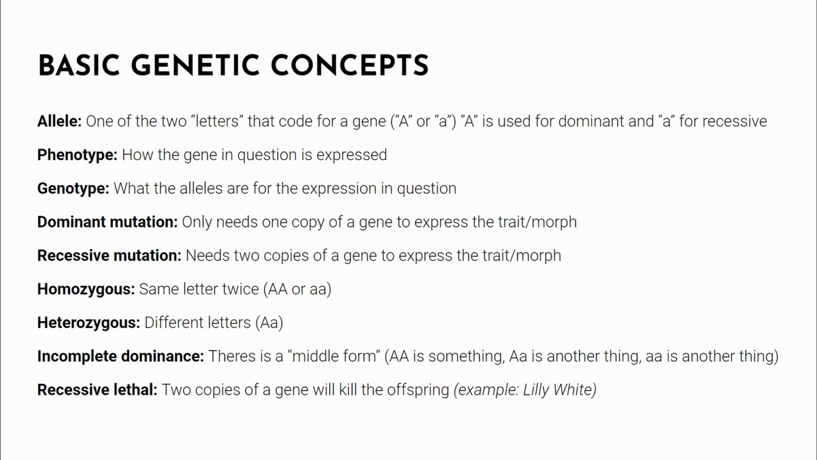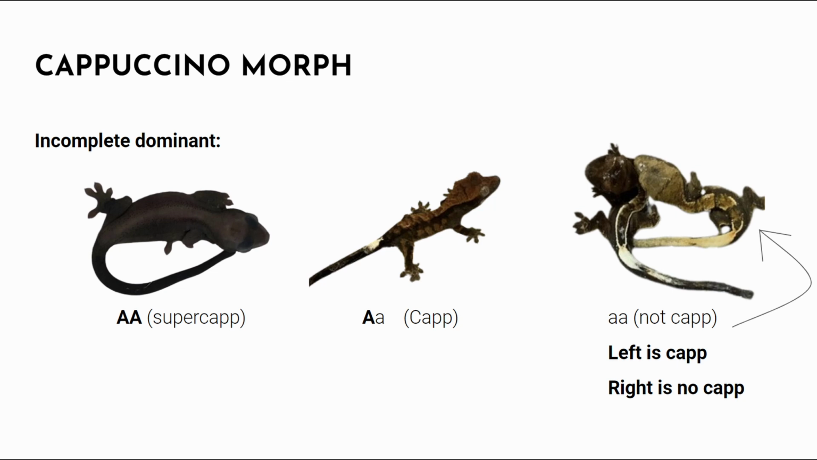Incomplete dominance is a type of mutation that has a middle form. Big A, big A is going to be something, big A, small a is going to be a different thing, and small a, small a is a different thing. An example of this is the cappuccino gene. Big A, big A is a super cap that has small nostrils and is super dark and all those things. Big A, small a is the normal cappuccino. And small a, small a means that it carries no copies, so it is not a cappuccino.